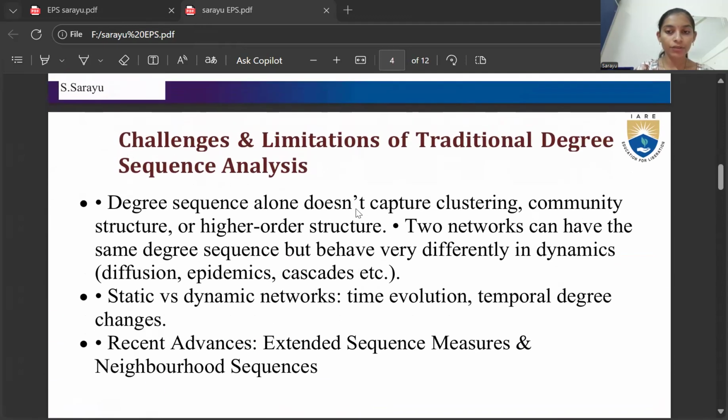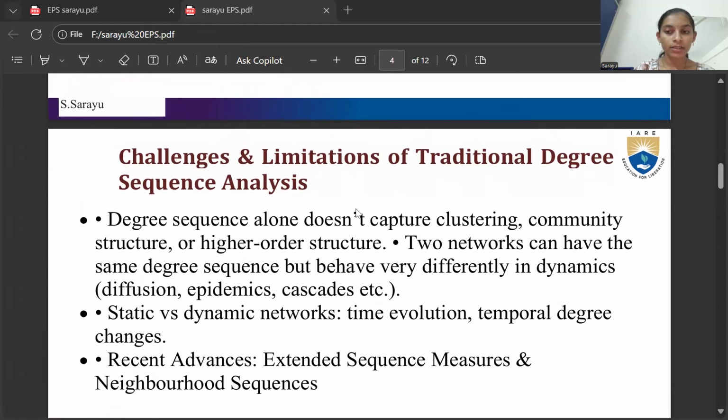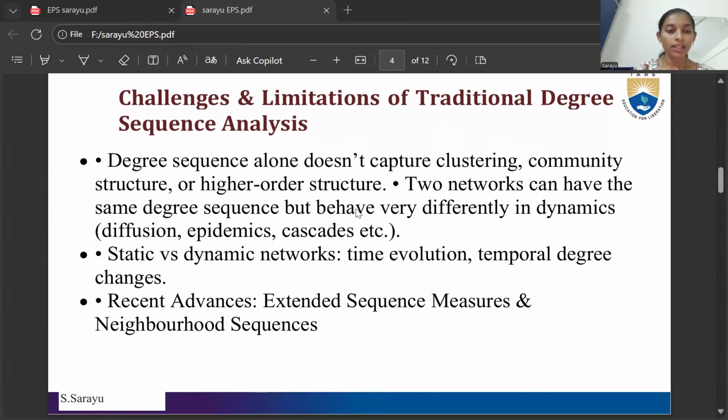Challenges and limitations of traditional degree sequence analysis. Degree sequence alone does not capture clustering, community structure, or higher-order structure. Two networks can have the same degree sequence but behave very differently in dynamics, diffusion, etc. Static versus dynamic networks: time evolution, temporal degree changes.